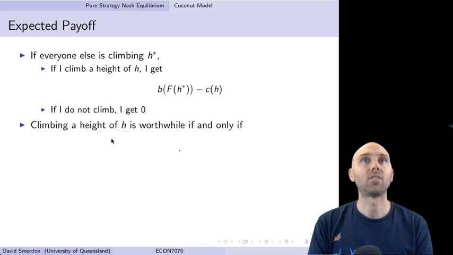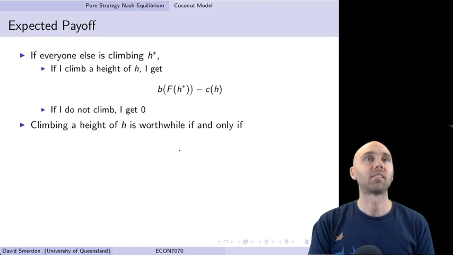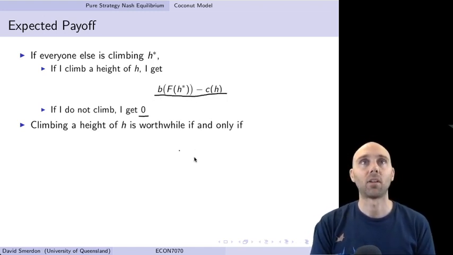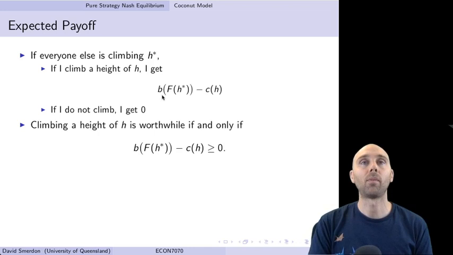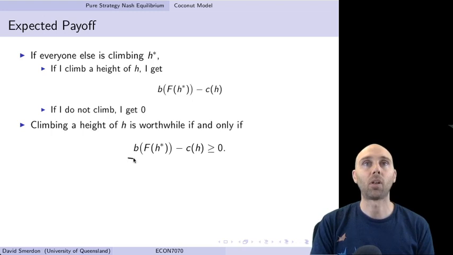So I can rearrange that a little bit as follows. And now things are starting to simplify a little bit. I've got a payoff that I get when I climb a height of h to get a coconut, expected payoff, and a payoff that I get if I don't climb, which is just equal to 0. So when is it worthwhile for me to climb this height of h to get a coconut? Well, it's worthwhile only if climbing this expected payoff here is better than the alternative. In other words, my expected payoff from climbing must be greater or equal to 0.